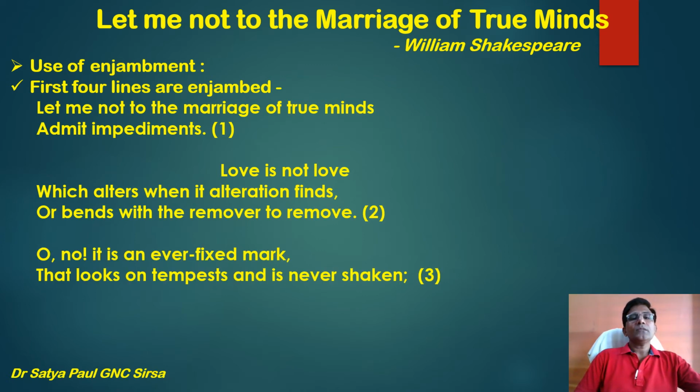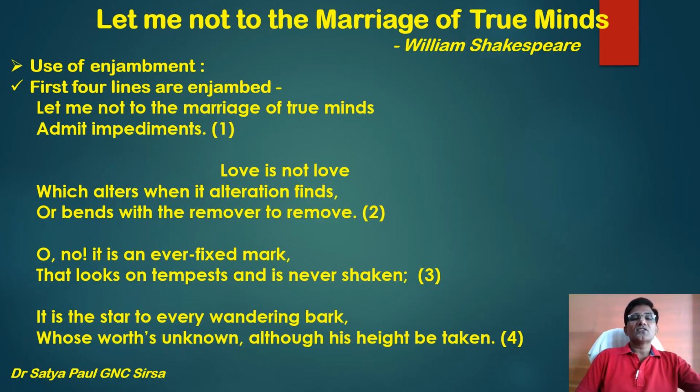So, "Oh no, it is an ever-fixed mark that looks on tempests and is never shaken." Again, the idea overflows from one line to the next line. It is also a use of enjambment. And "It is the star to every wandering bark, whose worth's unknown, although his height be taken." These are four enjambments. And if you learn about enjambment, always try to find out the figure of speech and what is the function of that figure of speech. It's very important to know not only what figures of speech have been used, but why they have been used.